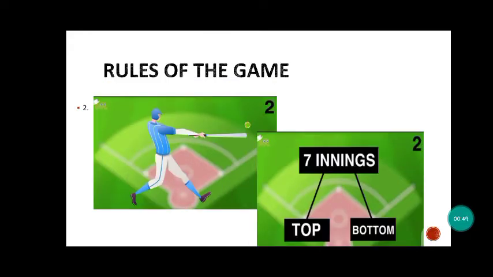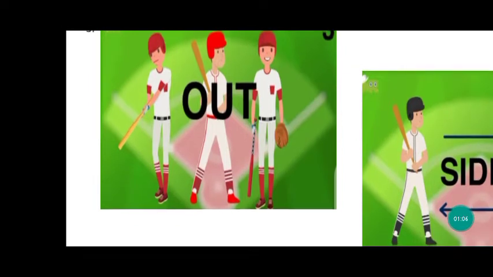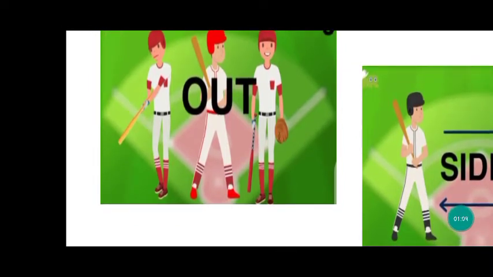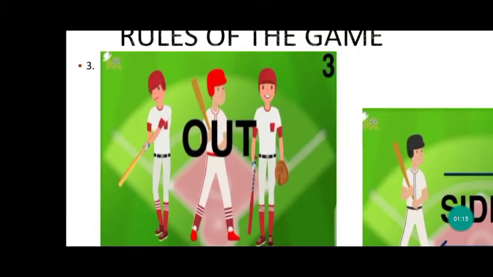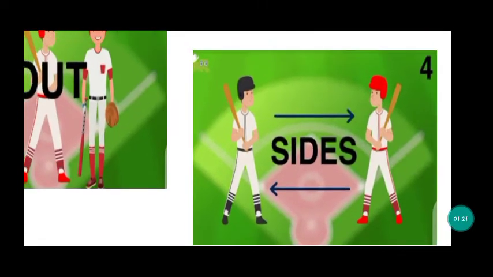Number two, the game runs for a total of 7 innings, which are split into 2 sections, the top and bottom of innings. Number three, each team's innings ends when 3 of the batters have been called out. And then four, the sides switch after each team has batted once in each inning.